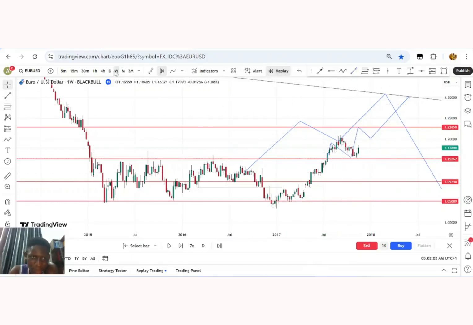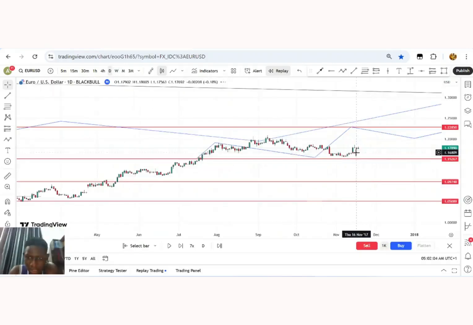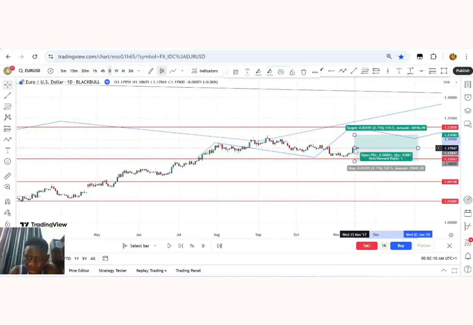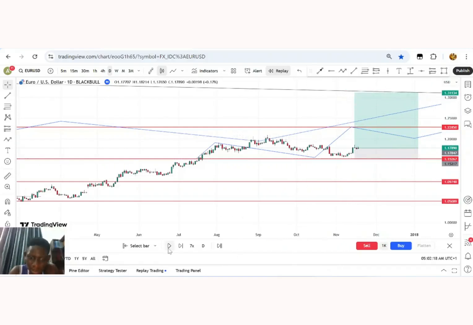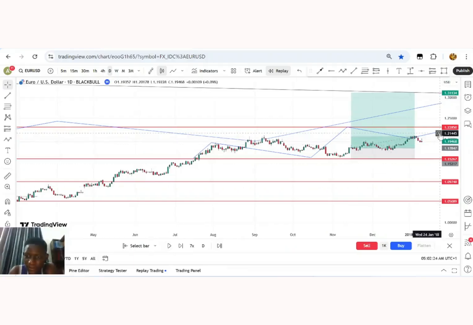Let's say we waited for this retest. How can we take this trade now? We'll take this trade from this point. This is the bullish engulfing we would have used, below the zone, and then we are targeting maybe any of these highs. Then let's say it goes. So now this is how we would have taken this trade.